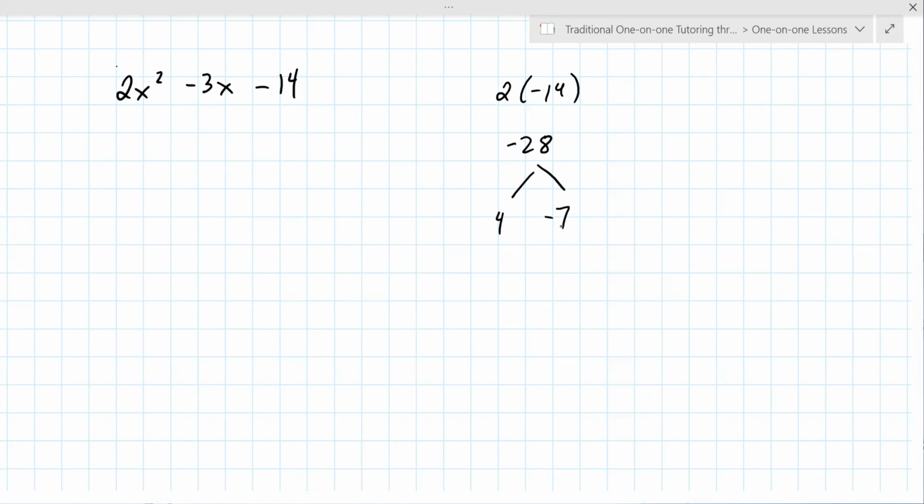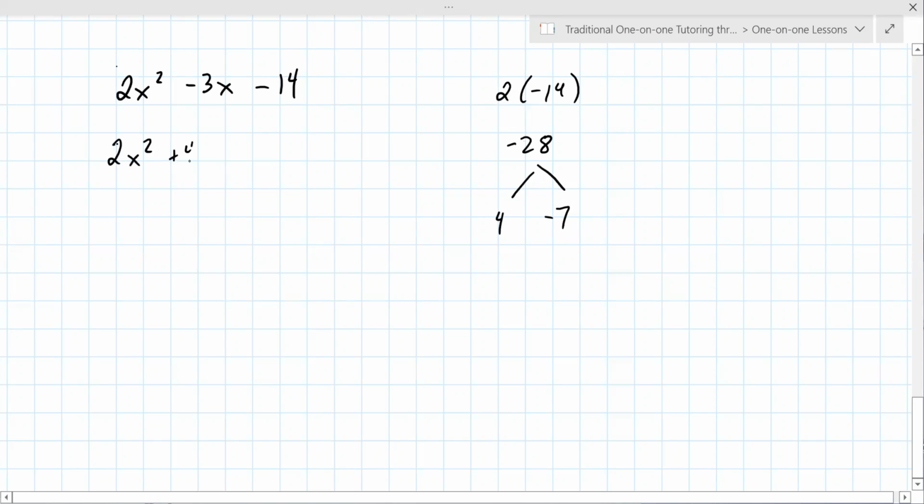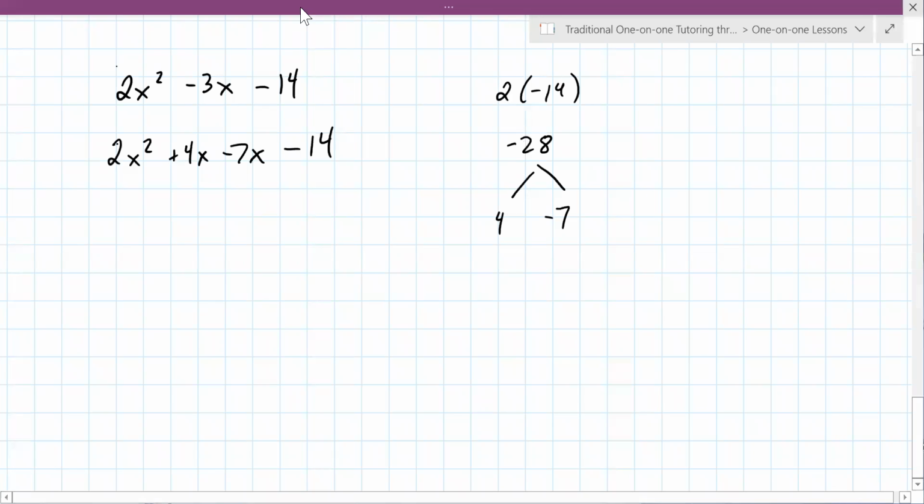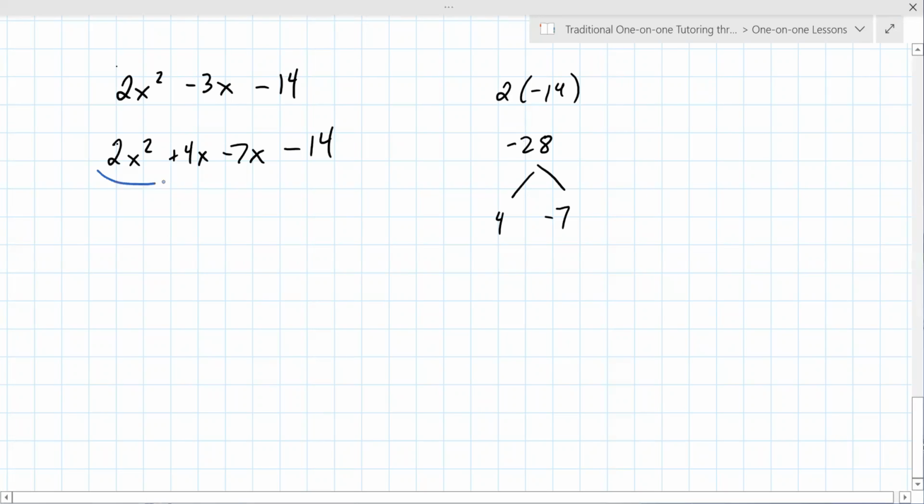I'm just trying to see if this one doesn't actually give us the situation I was hoping for, but that's okay. So this is 2x squared plus 4x minus 7x minus 14. Okay. So now you look at the first two terms and ask yourself, what is the GCF there?